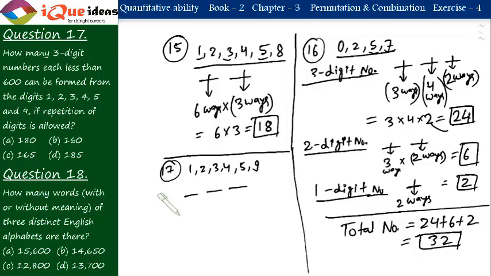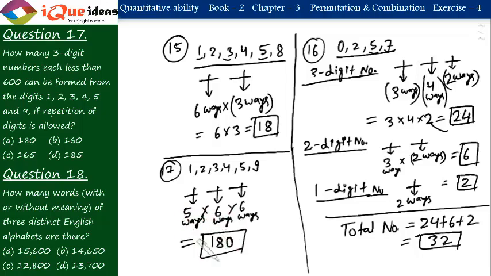Now see, if the number has to be less than 600, then the first digit has to be less than 6. So 9 cannot come at the first place. That means the first place can be filled by any one of 1, 2, 3, 4, 5, so 5 ways for the first place. Now the second and third places are free because the repetition of digits is allowed. So the second place can be filled in 6 ways and the third place can also be filled in 6 ways. So it is 5 into 6 into 6, that is 30 into 6, 180. So the answer of this question is 180 numbers that can be formed, which are 3-digit numbers and less than 600. Okay.